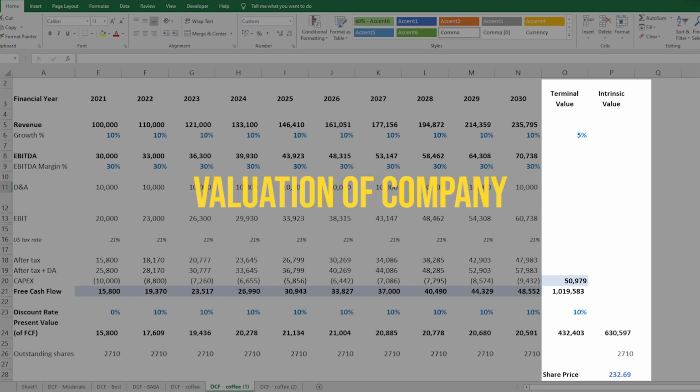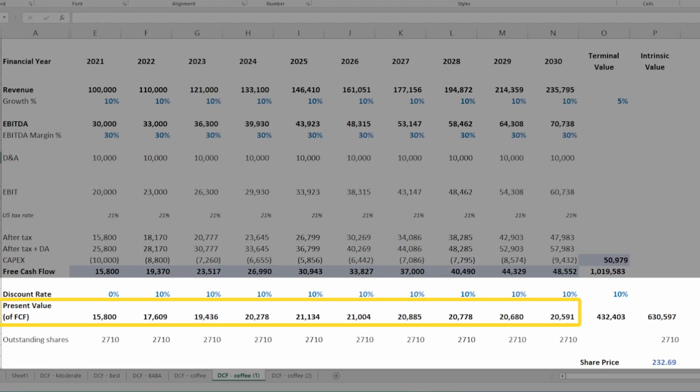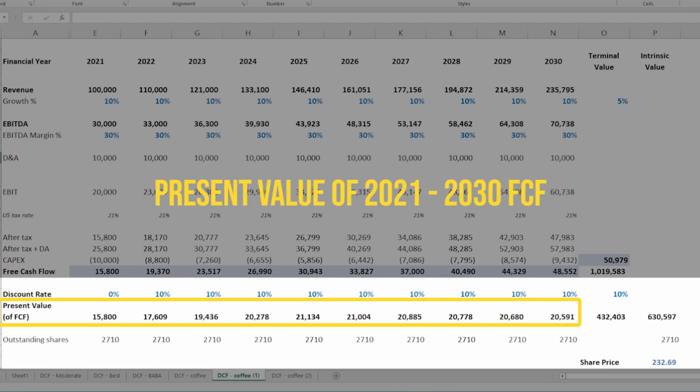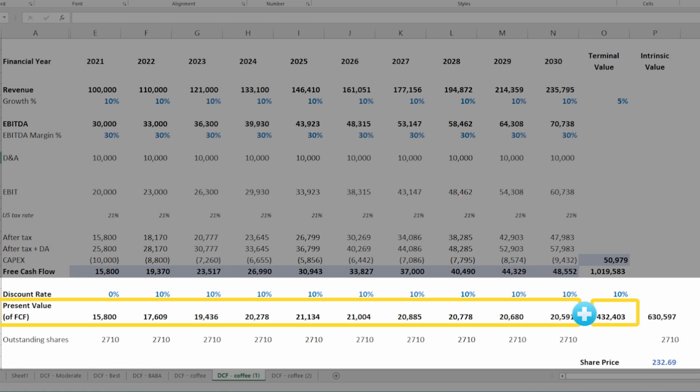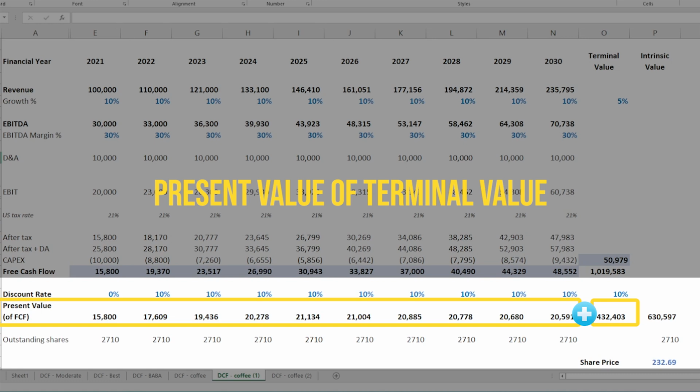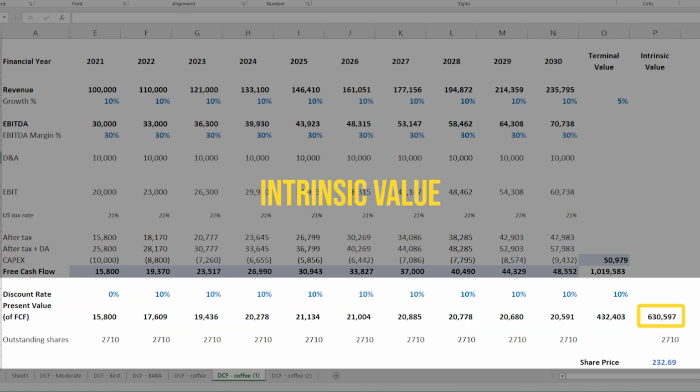So finally, you can determine the value of this company by combining the present value of year 2021 to year 2030 free cash flow combined with the present value of terminal value to form the intrinsic value of this company.